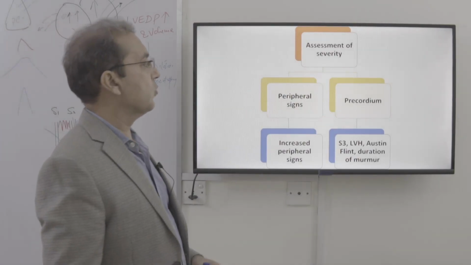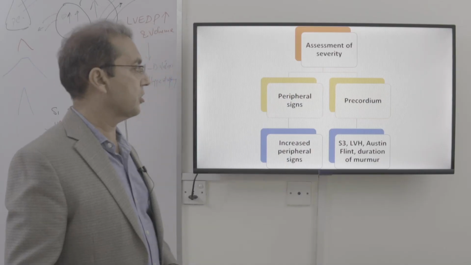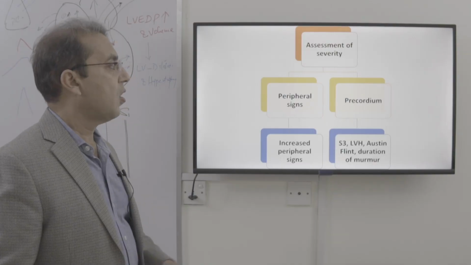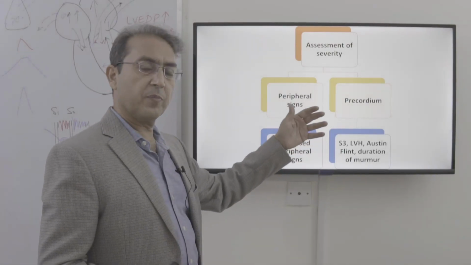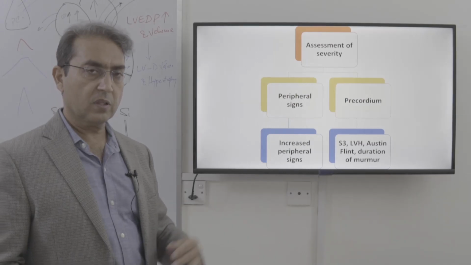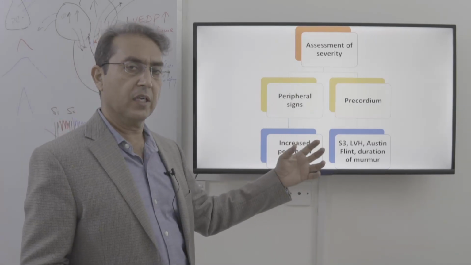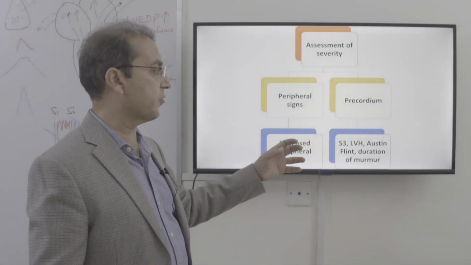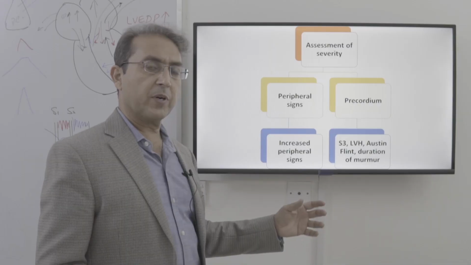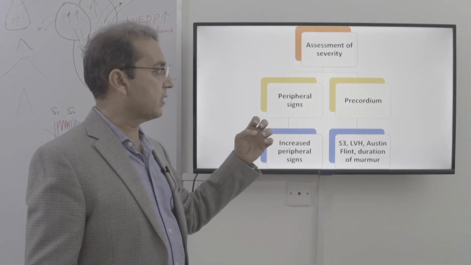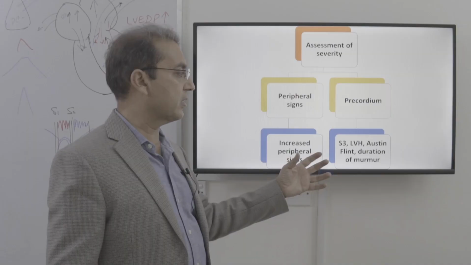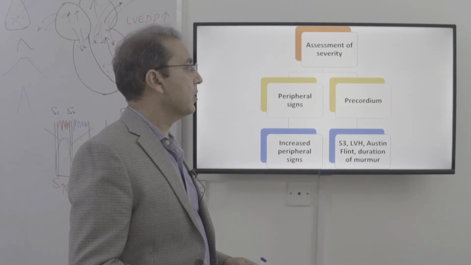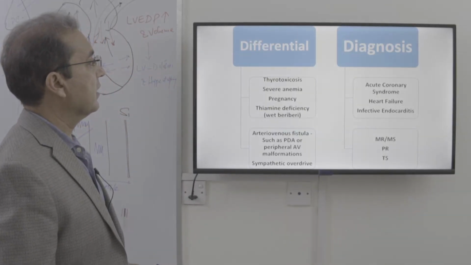Then how do you assess the severity of the aortic regurgitation? In the peripheral signs, you see increased peripheral signs. On the precordium, if the patient has a third heart sound, it means the heart is failing. If there is left ventricular hypertrophy and dilatation, that means the heart is failing. The Austin Flint murmur tells us about the severity of the lesion, and similarly the duration of the murmur. The longer the murmur, the more severe is the lesion. So this is how we go for clinical assessment.